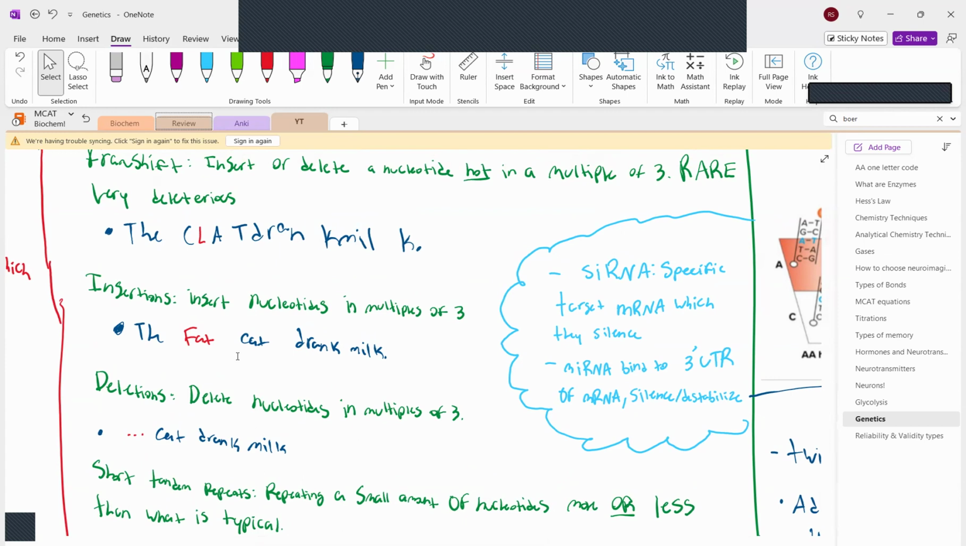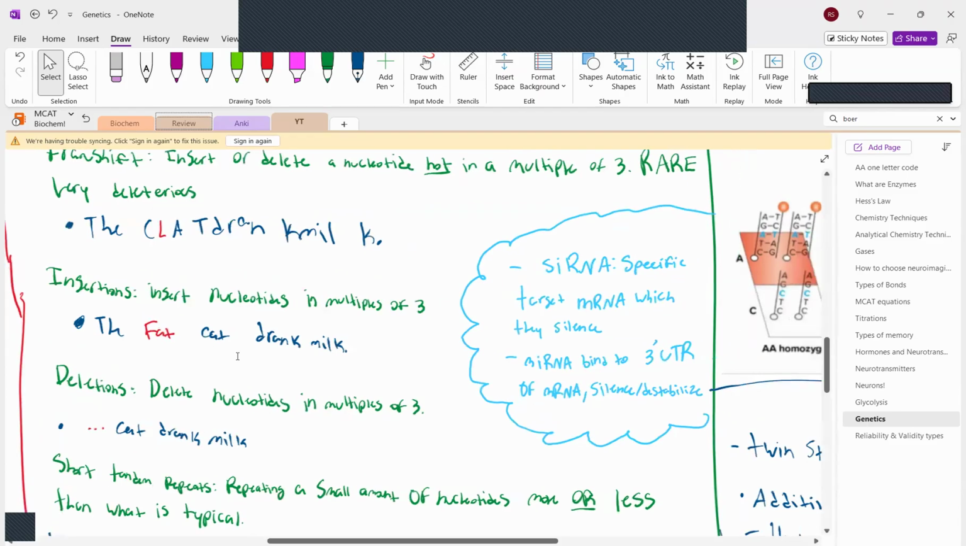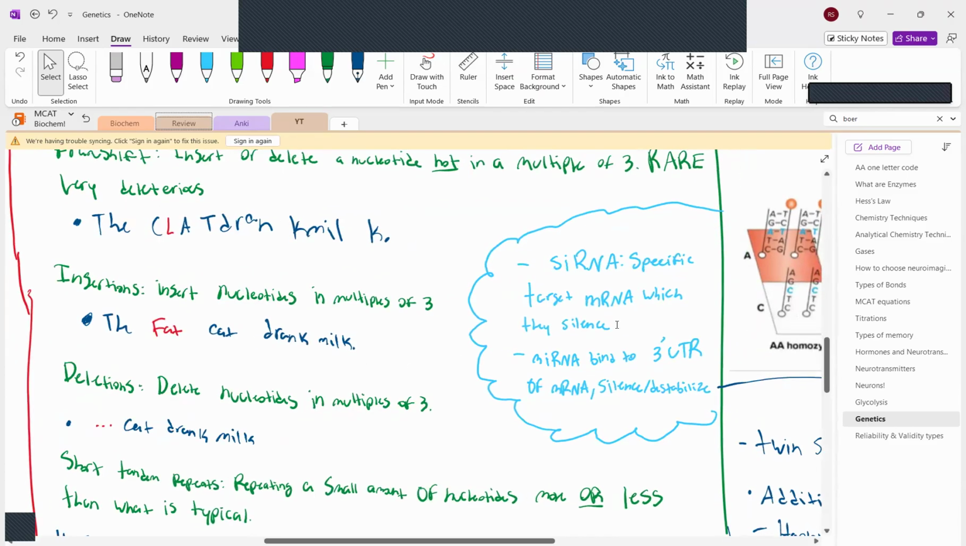Whereas deletions, same thing. That's where I was talking about that cystic fibrosis option, where it's "the cat drank milk," and then I got rid of the. So it's just "cat drink milk." You could still make sense of it, but it's not as cohesive. Same with "the fat cat drink milk." You're just adding extra stuff, whereas in this case you're getting rid of something not super important.